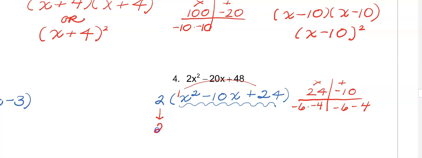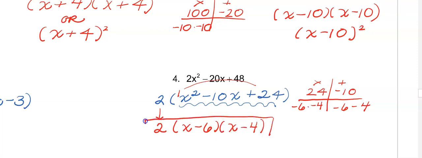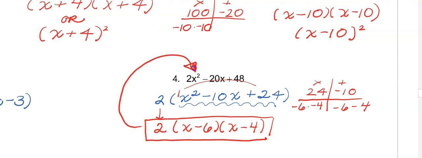Don't lose the GCF. It's still a part of the factoring. Write your factors. Remember, your factors, when multiplied together, should be the original problem, which is the product. If you drop that 2, you're not going to get that 2x squared. So the GCF stays, and then you factor the trinomial.